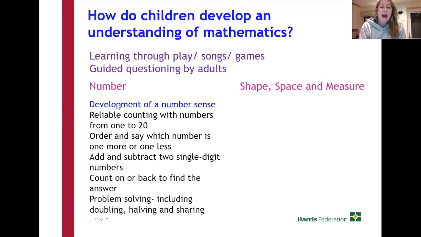So when they're able to count reliably and order the numbers, then we introduce the idea of addition and subtraction and the idea of more and less. So if I have 2 bears and I get 3 bears more, how many bears do I have altogether? How many do I have in total? And writing those really simple number sentences is where the foundation stage starts.